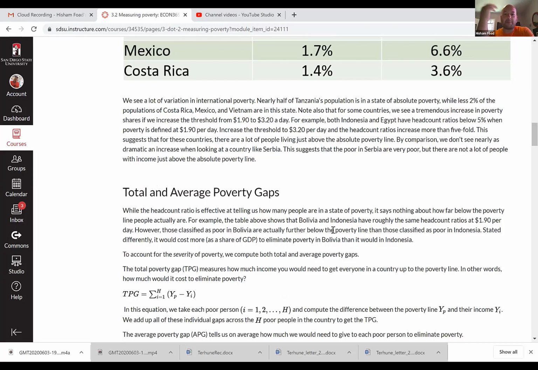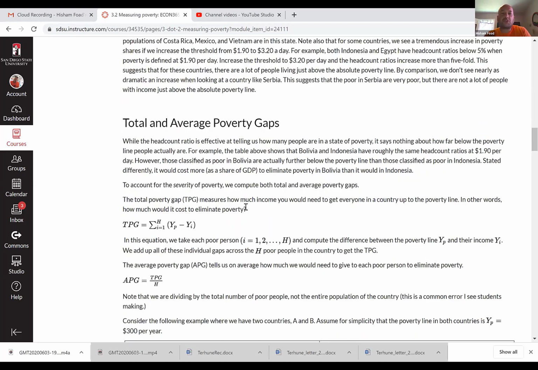So let's say, hypothetically, that the poverty line is $300. Let's just say, for ease of exposition, it's $300 a year, a dollar a day over 300 days, that works. So you take each poor person in the country and you look at how far below the poverty line they are. For each individual poor person, how much money would I need to give them to bring them up to the poverty line?